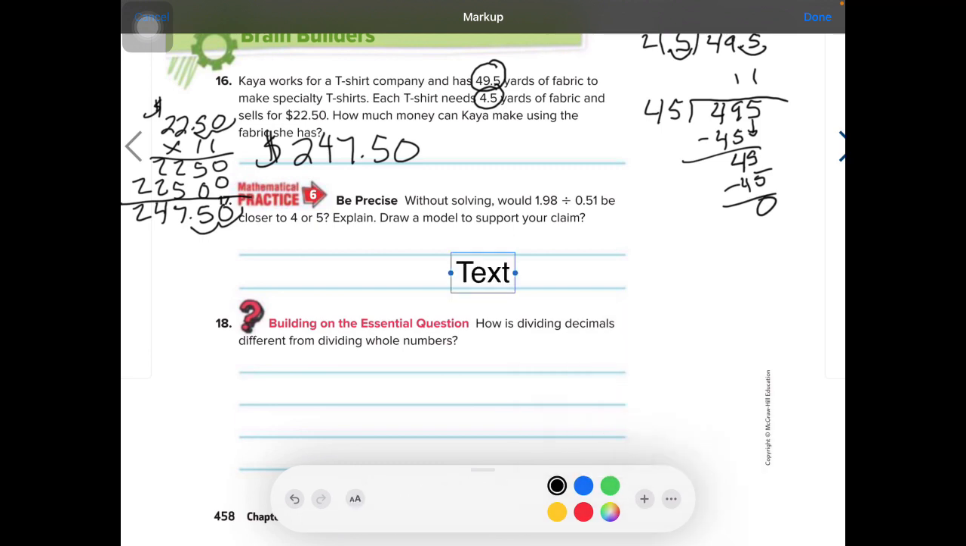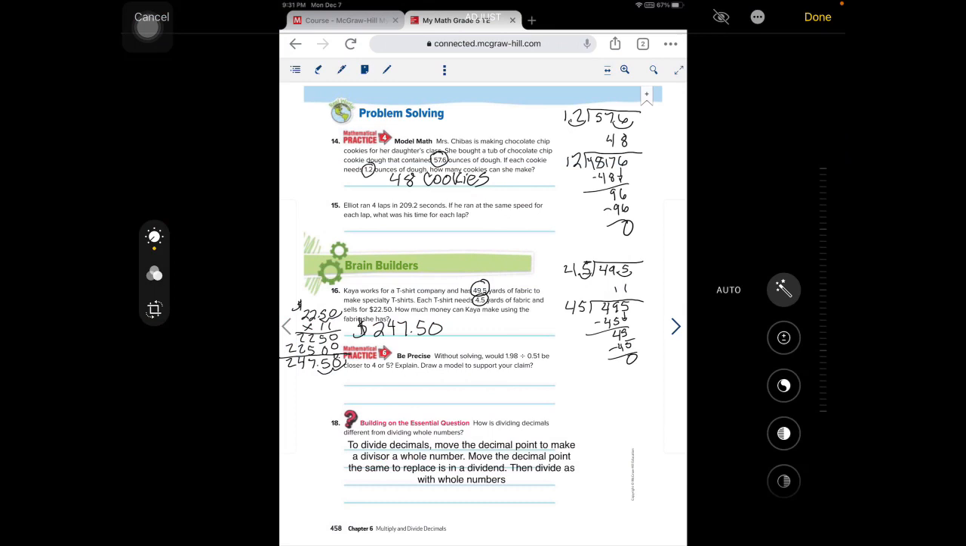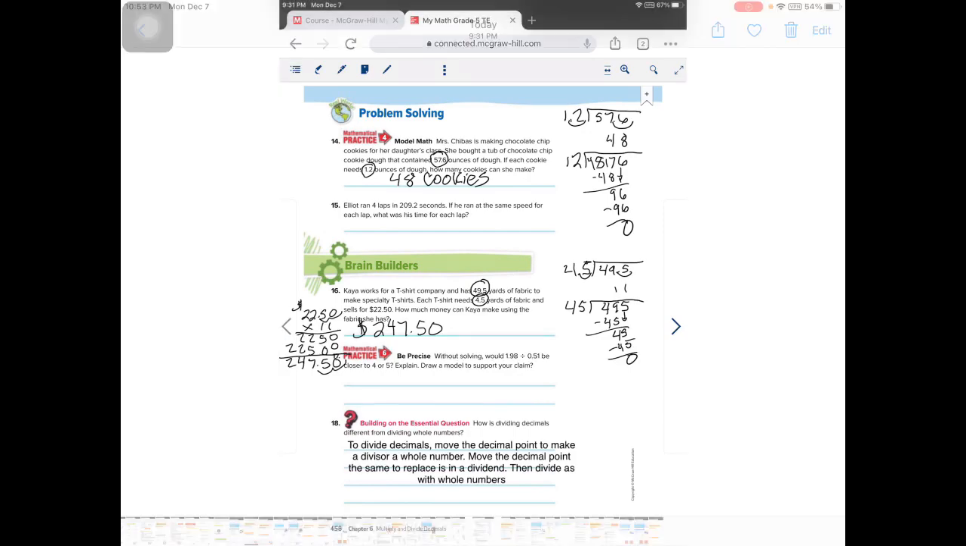Okay, number 18, dividing decimals. How is dividing decimals different than dividing whole numbers? All right, there you go. There's your answer.